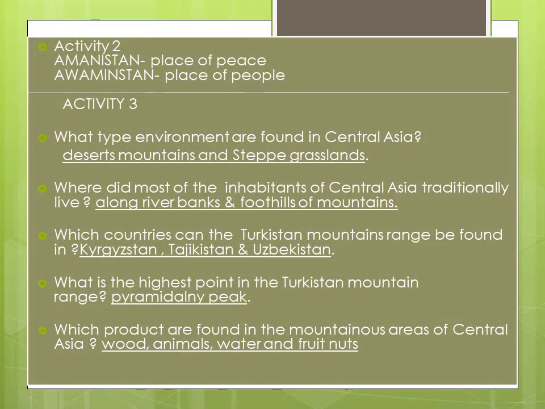So this is activity 2, children. What I could think about, I have written it down. Amanistan and Awamistan, which means place of peace and place of people. You can think of some more. You can write it down, children. Activity 3 are just simple one line questions. So it has got one line answers to it. You can check out the answers over here, children.